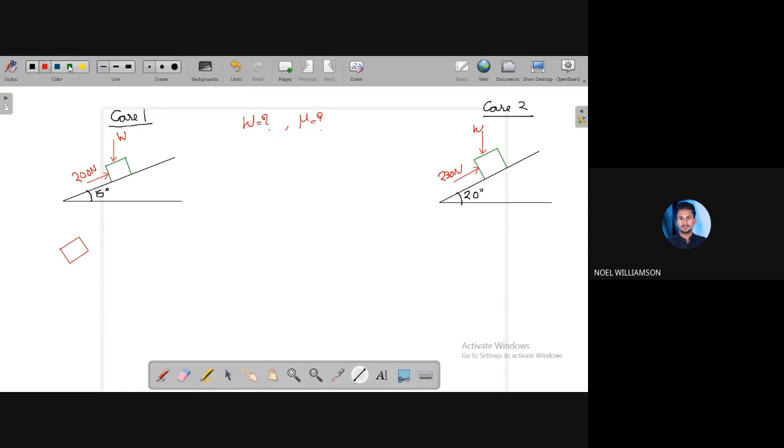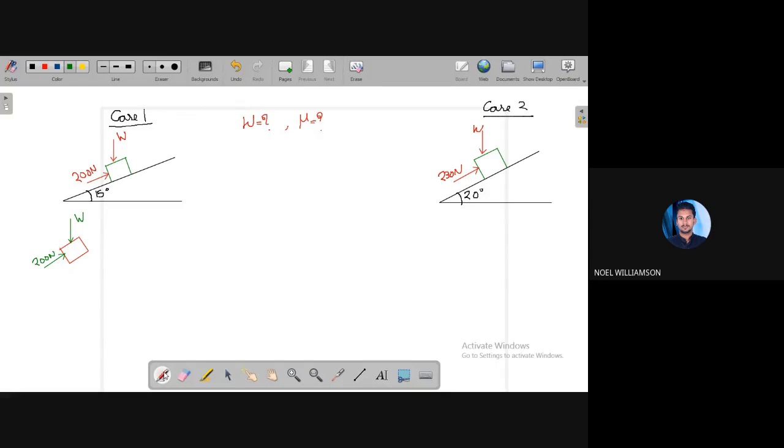This is the body and the free body diagram. This is applied force 200 Newton, and the weight which is acting, that is W.